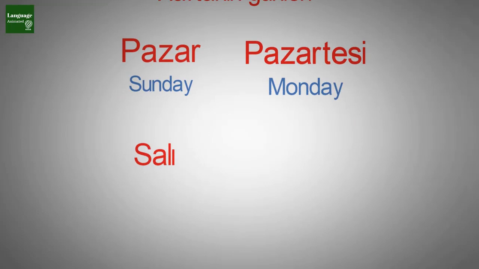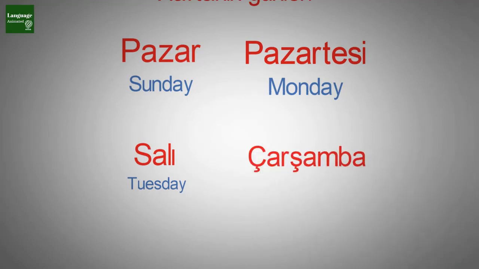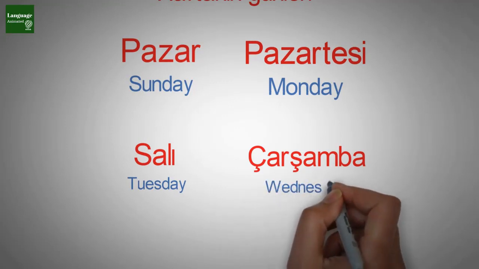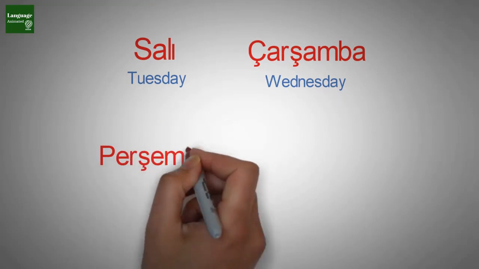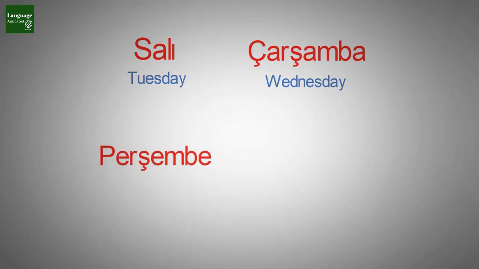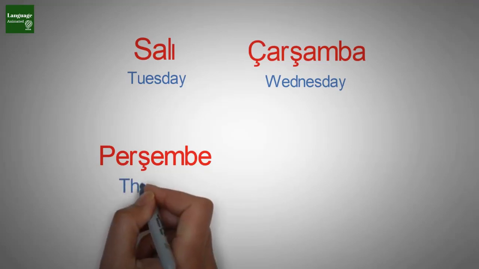Salı. Salı. Tuesday. Çarşamba. Çarşamba. Wednesday. Perşembe. Perşembe. Thursday.